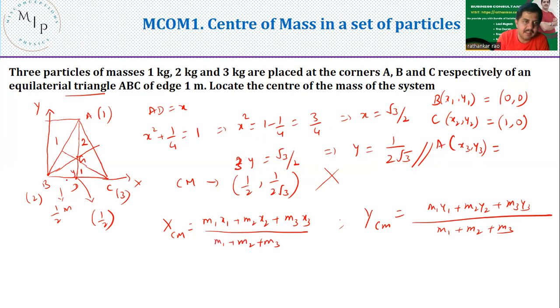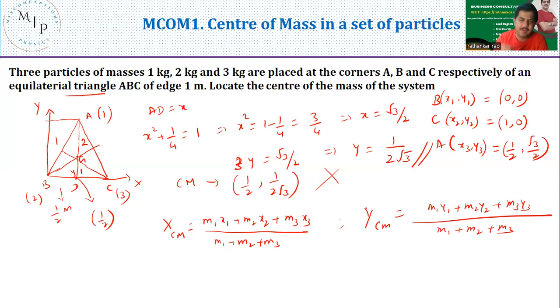So this is nothing but 1 minus 1 by 4, which is root 3 by 2. This value is root 3 by 2. X value is half, and Y value is root 3 by 2. Now we have got all the coordinates.